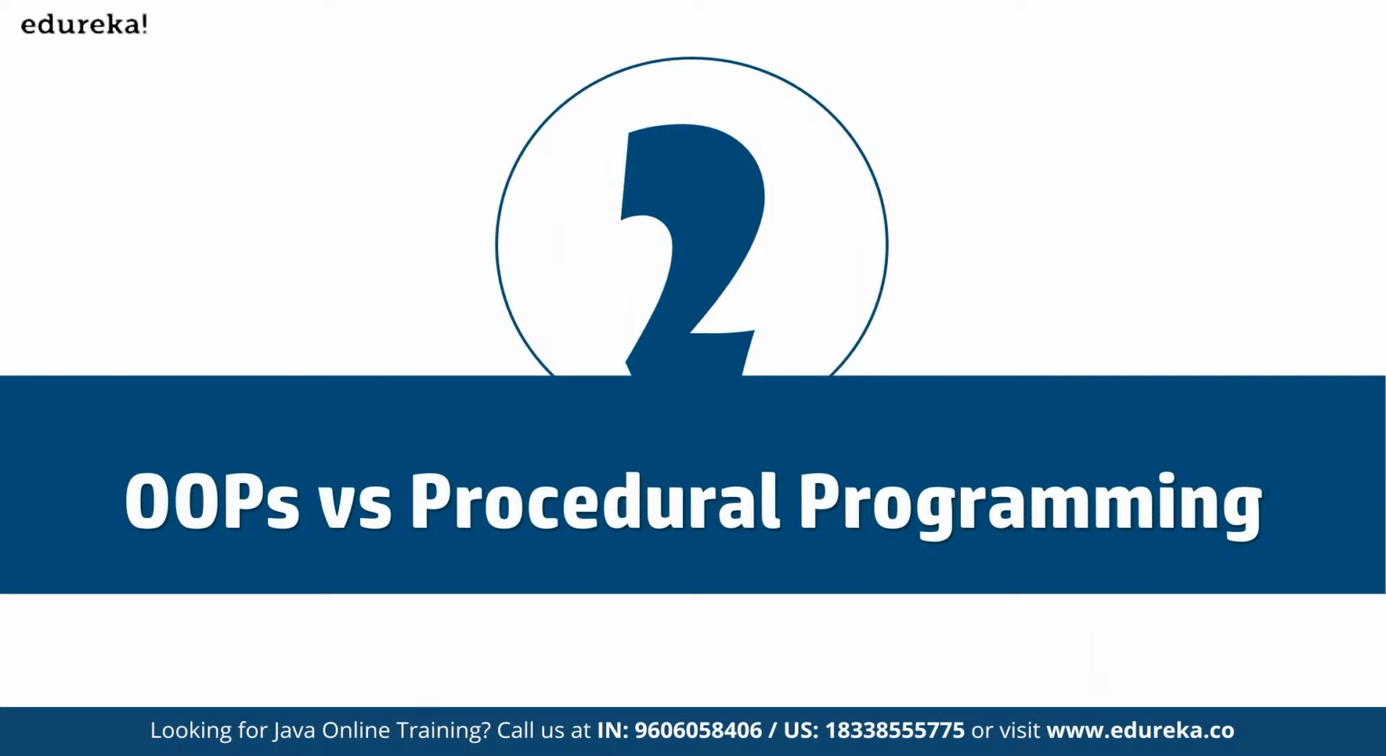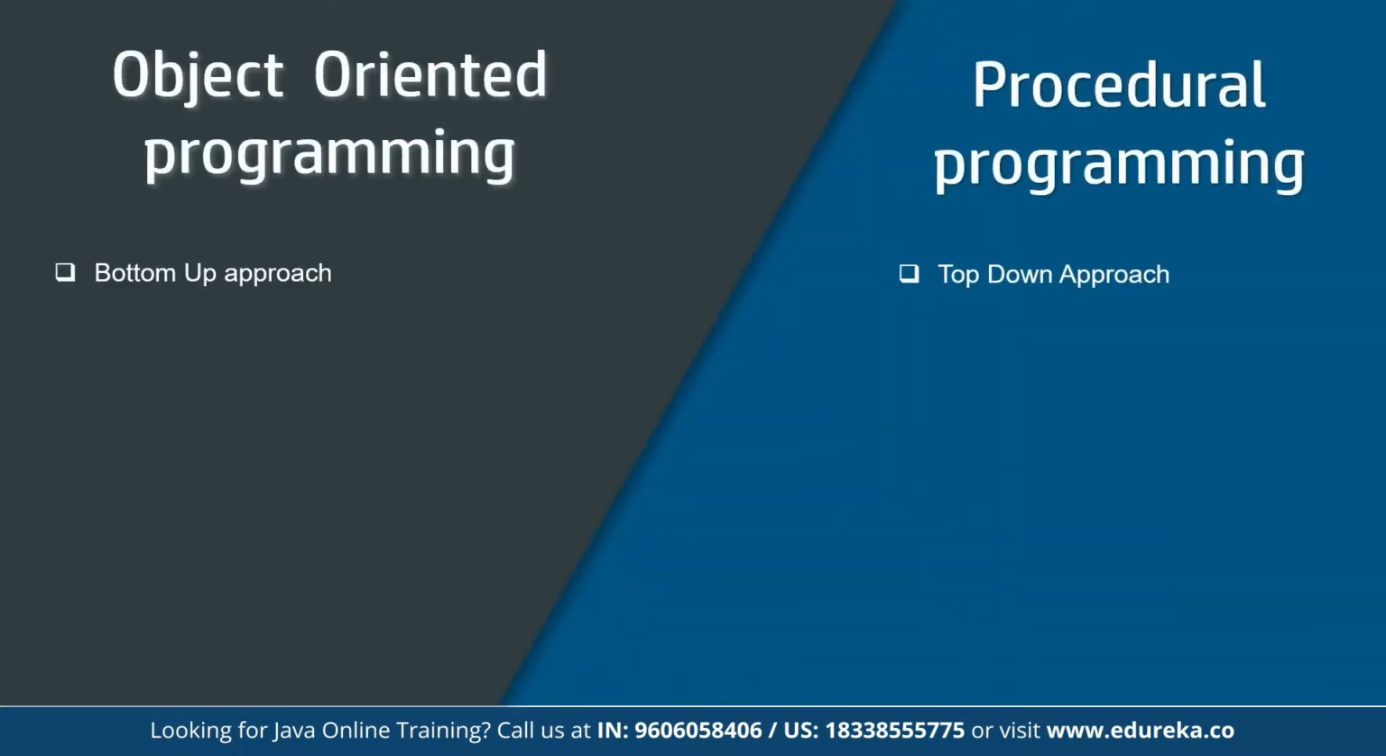Then we have OOPS versus procedural programming. Let's discuss that. There are multiple components available in OOPS as well, for example polymorphism, abstraction, and encapsulation, which we are going to discuss step by step. If we compare how OOPS compares with procedural programming, in object-oriented programming we follow the bottom-up approach, whereas in procedural programming we follow the top-down approach. Comparing based on objects, object-oriented programming is focused on objects because each and every component is divided into different objects, whereas in procedural programming everything is divided under functions, right?